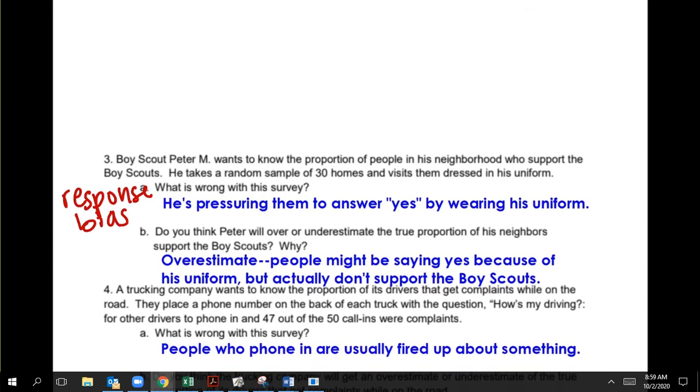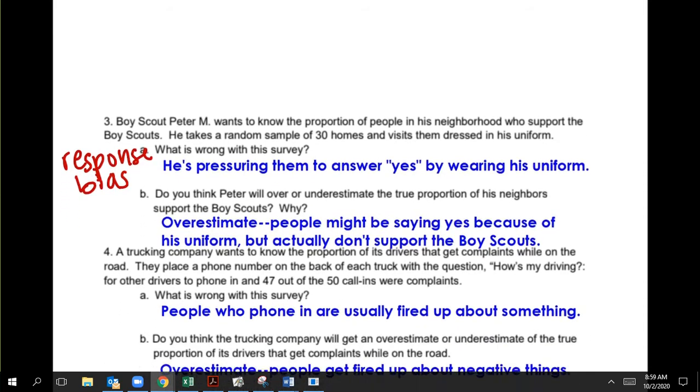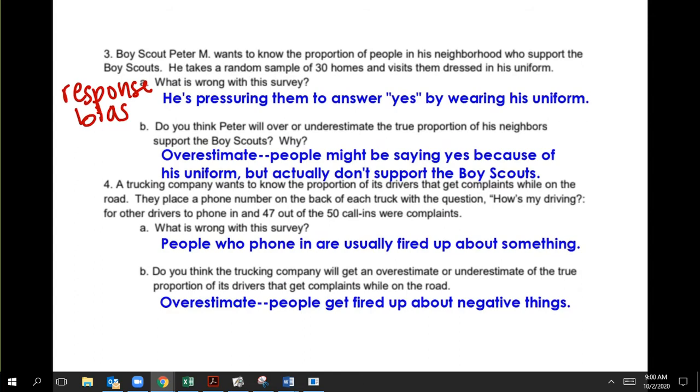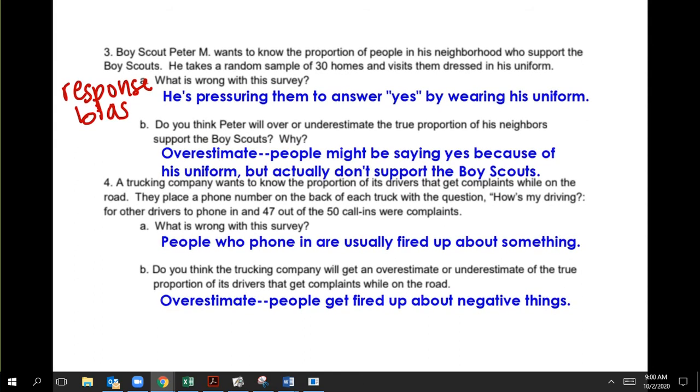And so I wrote my explanation. The problem is that people who phone in are usually really fired up about something. And so they'll be fired up about something negative, usually in this case. And there's two things. When you phone in, that is voluntary response bias.